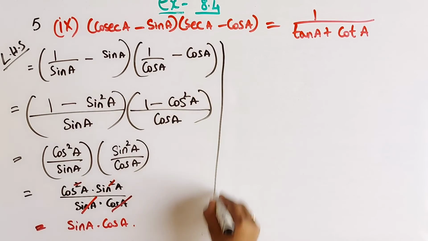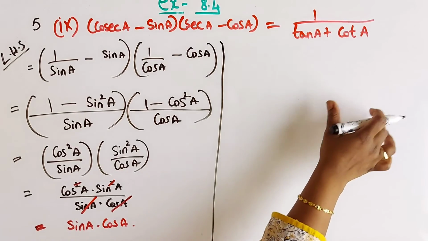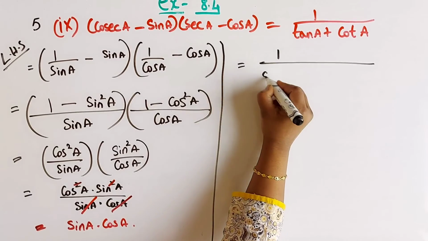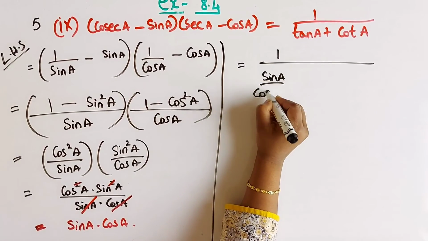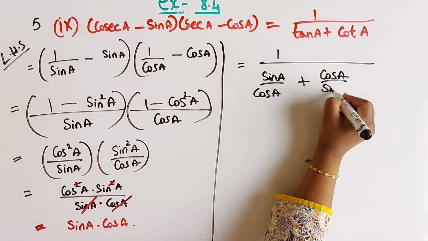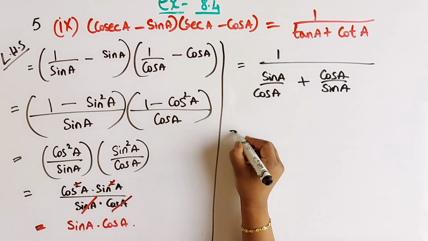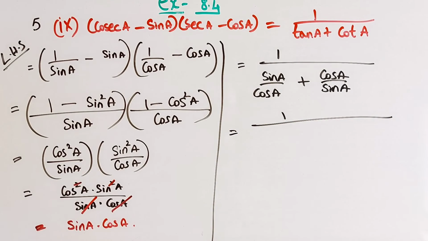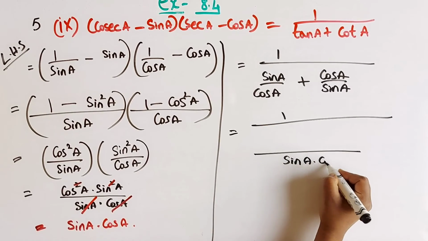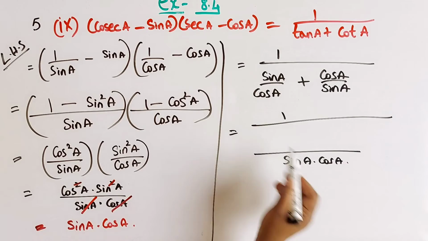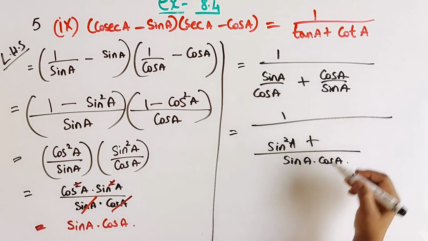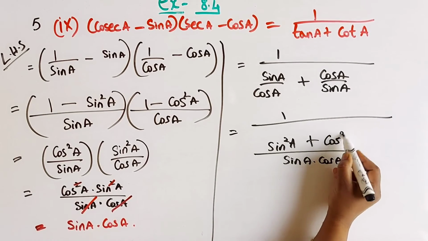This side, 1 by tan A plus cot A. Right, this is equal to 1 by, in tan A's place I am writing sin A by cos A, and in cot A's place I am writing cos A by sin A. One is the numerator, and here sin A into cos A is the LCM. Right? Here cos A is already there, so sin square A plus, here sin A is already there, cos into cos, cos square A.